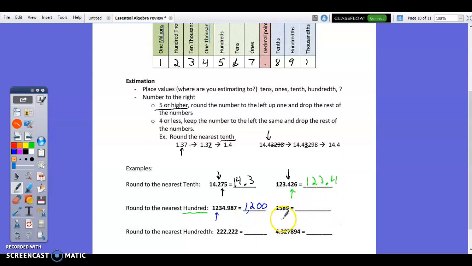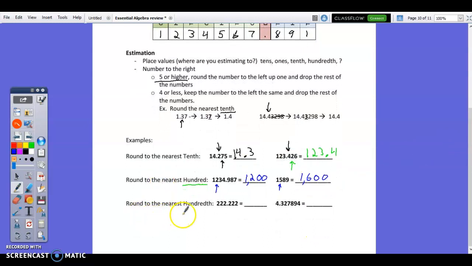Okay, and in this problem, our 100 is the 5. That's in the hundreds place value. This 8 tells us what to do with that 5. Since that 8 is 5 or higher, that 5 becomes a 6. So 1, 6, and then zeros the rest of the way out.